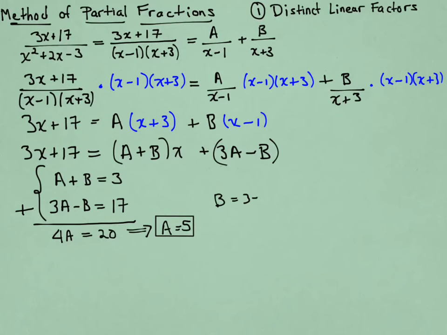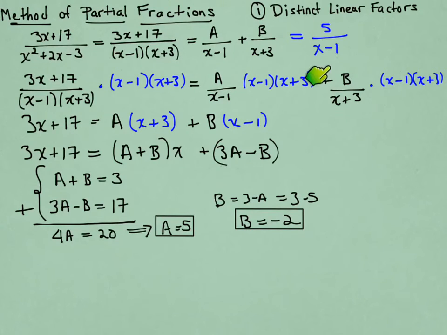I can then take that value, plug it into either of the equations. I'm going to take the first one here, solve it for b. I get b as 3 minus a, and then I can plug in the value of a that we just discovered, 3 minus 5, so b is equal to minus 2. I can then go back up to my partial fractions. We know that a is 5, so it breaks down into 5 over x minus 1, minus 2 over x plus 3, and this expression here is called the partial fractions decomposition.